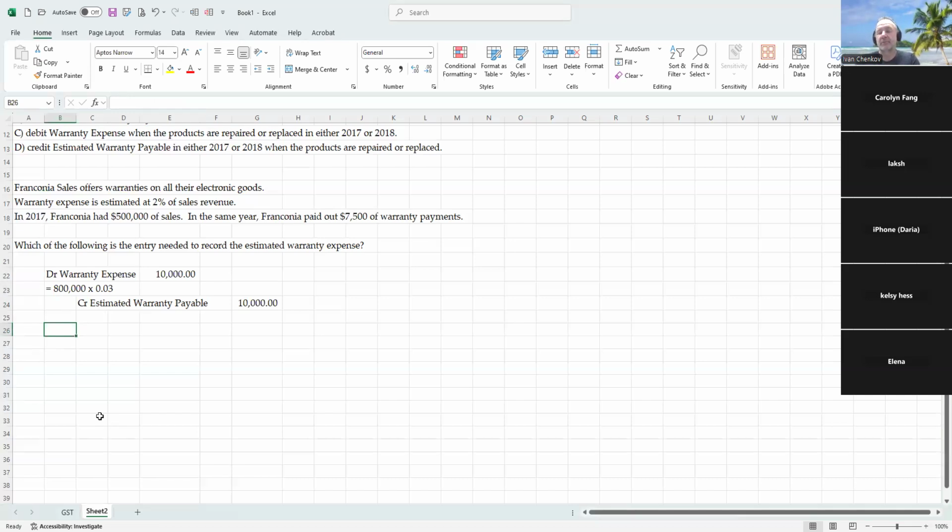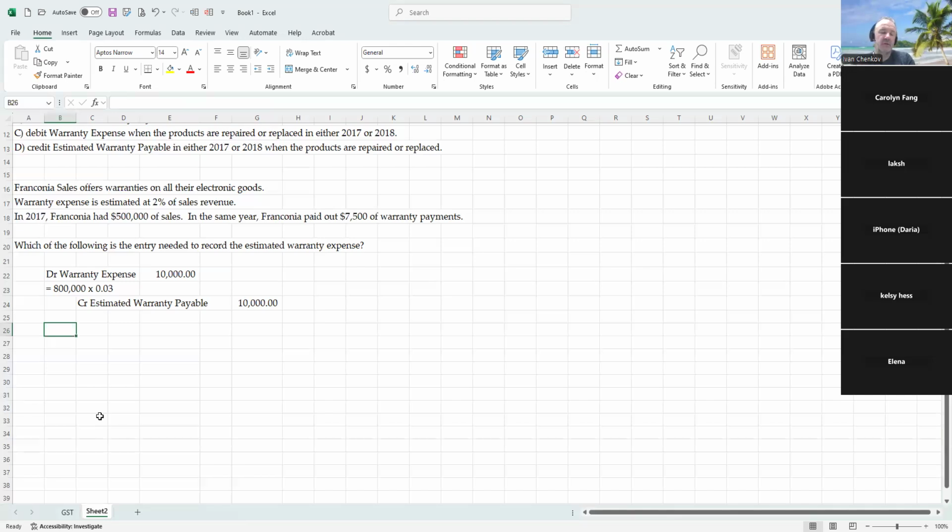Now, we have to be careful with the question, what exactly happened with the warranty? Did they pay the warranty or did they replace the items? Because based on that, you're going to have a different credit account. But let's say in this case, they paid out the warranty payment.